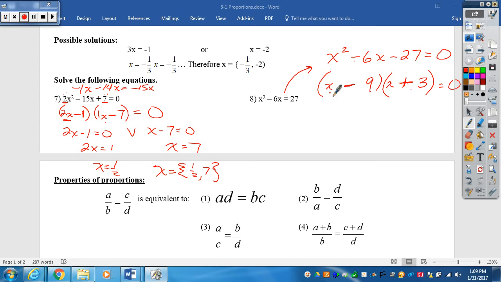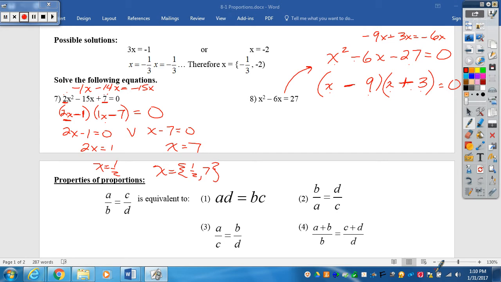So if I take the x times the x, that's x squared. That's good. Negative 9 and positive 3 gives me negative 27. Also good. This would be negative 9x. This would be positive 3x. Negative 9x plus 3x equals negative 6x. Okay? So we're good there.